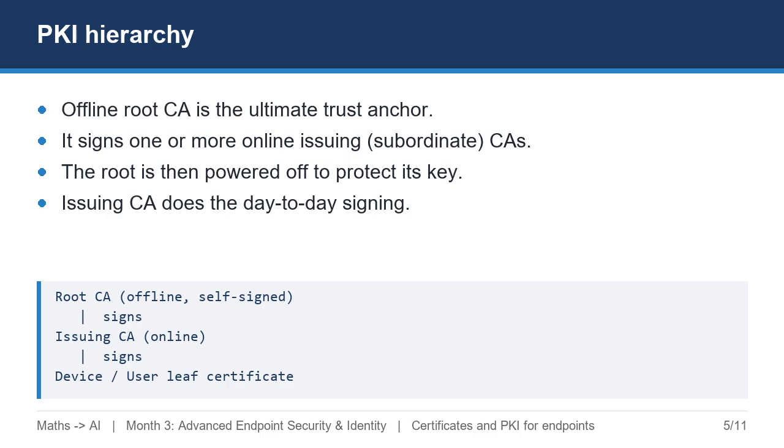Real PKI is tiered for safety. At the top sits the root CA, which is self-signed and is the ultimate trust anchor. Crucially, after it signs your issuing CA, the root is taken offline, powered off or air-gapped, because if its private key is ever stolen, the entire infrastructure collapses. The online issuing, or subordinate, CA then does all the everyday signing. If that issuing CA is compromised, the root can revoke it and you reissue, which contains the damage.